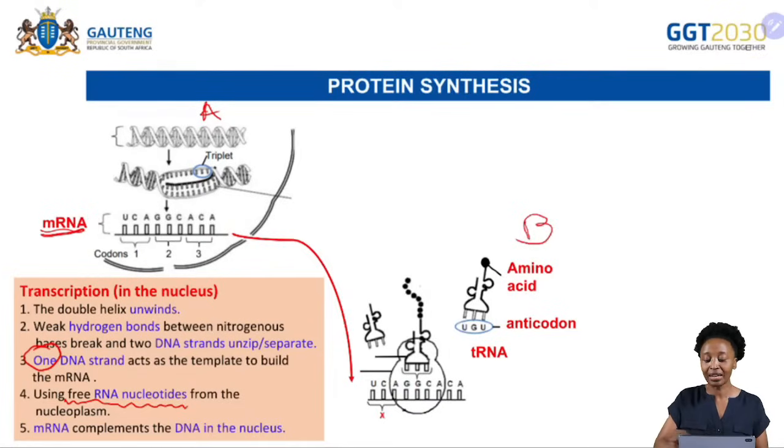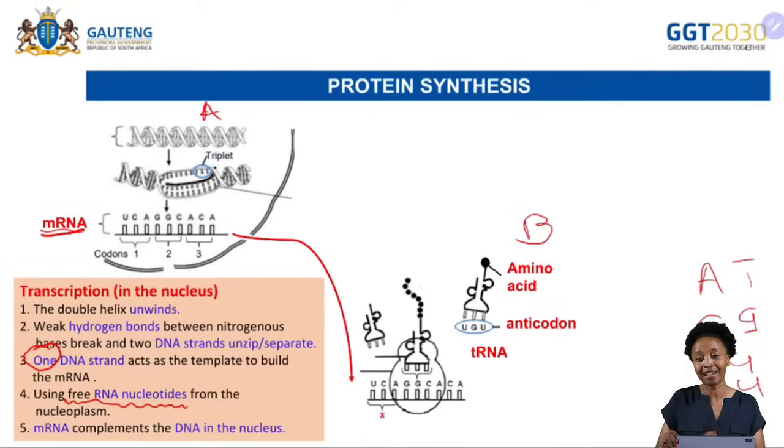Remember here that with DNA replication, we said A always complements T and C complements G. Here, yes, you will have C complementing G, but then A will be complemented by what? By U, because remember in the RNA there is no thymine, so this is not there. Remember how they complement each other. Then this first phase takes place in the nucleus.